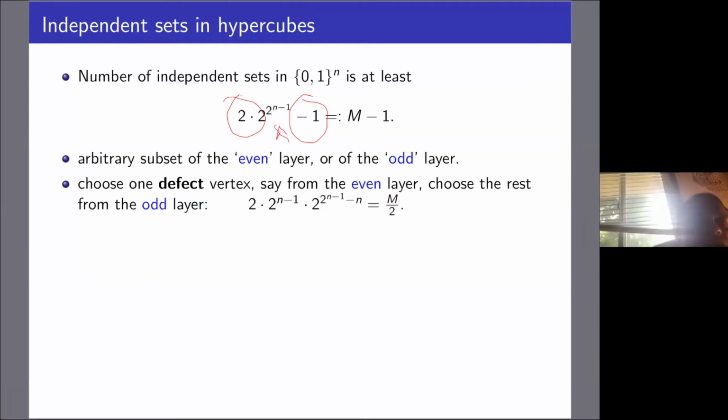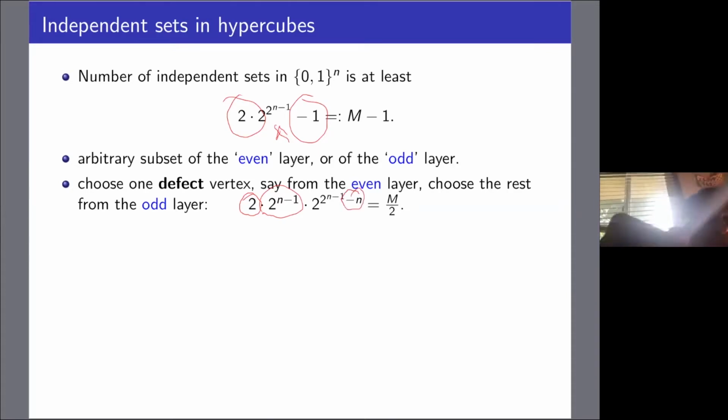And one can improve this a little bit. Let's say that I choose one vertex from the even layer. I call this a defect vertex, and then choose the rest of the independent set from the other layer. So I get the factor of 2, deciding which layer is even and which is odd. I have 2 to the n-1 choices for the defect vertex.